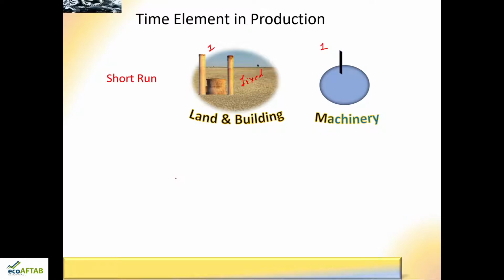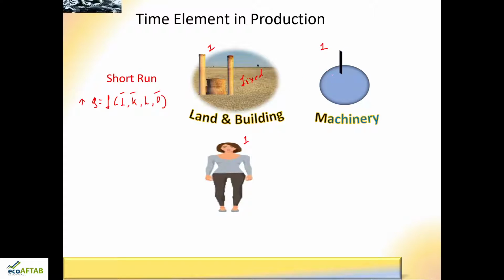So in the short run, if I say Q is equal to F of land, capital, labor, organization, here you can see the land is fixed in quantity, capital is fixed in quantity, organization is static. Now if you want to increase the production, what will happen? To produce any good, for any production activity, we require labor. So here we have 1 unit of labor working on 1 unit of machinery in a given building.